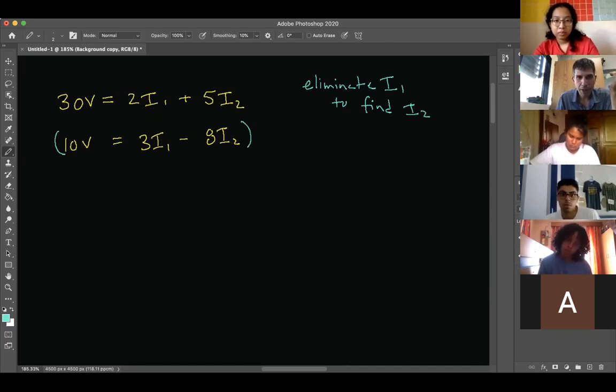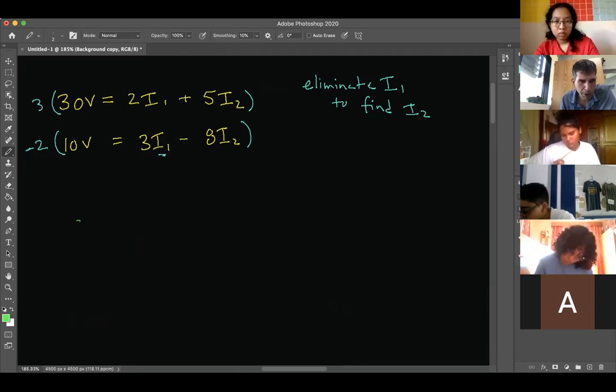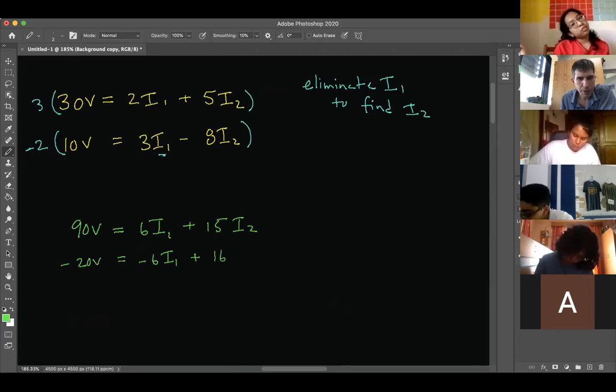All right, so I need a common term. So if I'm going to eliminate I1, I'm going to multiply the entire bottom equation by 2. And I'm going to multiply the top equation by 3. And I can just choose one of these to be negative. So let's call the bottom one, we'll multiply it by a -2. Okay. Just to help you see what I'm doing, I'm going to take the additional step and just rewrite each of these terms. So this top one should be 90 volts equals 6 times the current I1 plus 15 times the current I2. And that bottom equation should be minus 20 volts equals minus 6I1 plus, what is that, 16 I2.